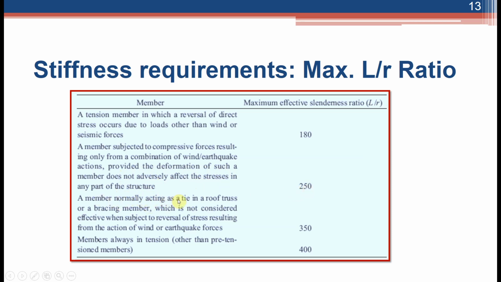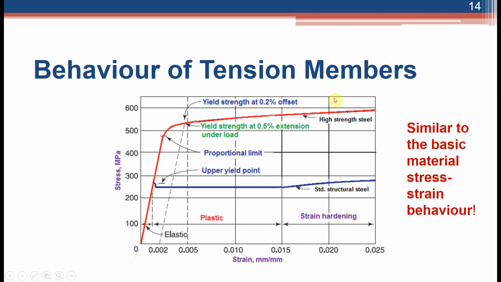A member normally acting as a tie in a roof truss or a bracing member which is not considered effective when subjected to reversal of stress resulting from the action of wind or earthquake forces, then use L/r ratio 350. And for members always in tension, other than pre-tension members, the L/r ratio is 400. So, behavior of tension members.